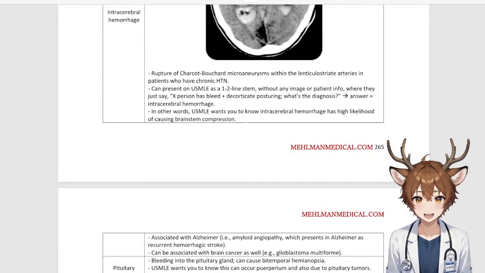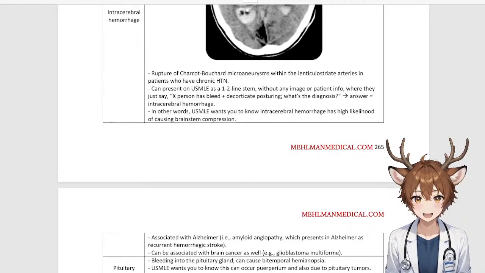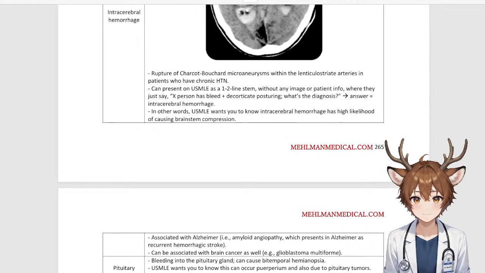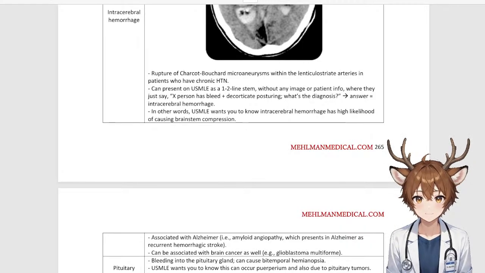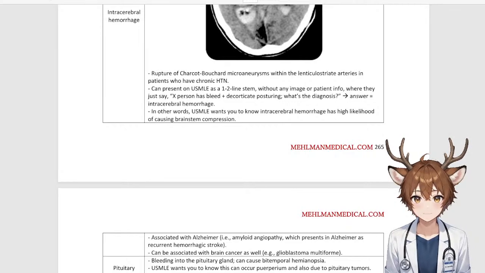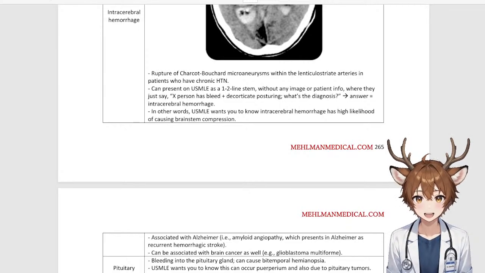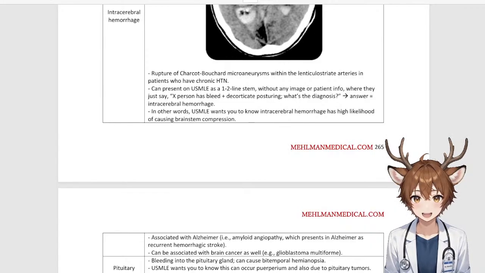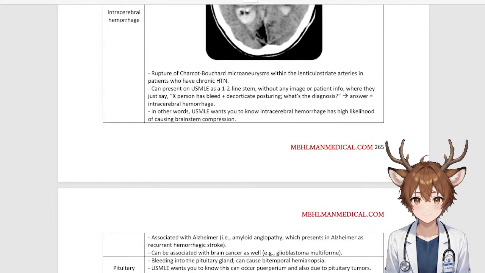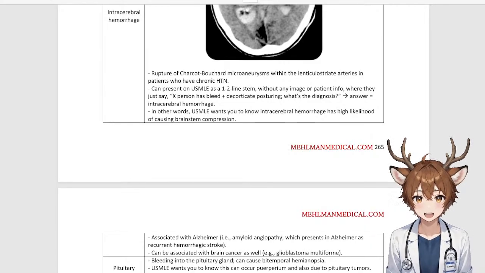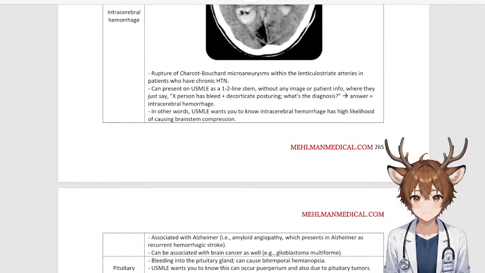So let me look something up quickly. Puerperium is the 6-week postpartum period following childbirth, when the maternal body transitions back to its normal non-pregnant state. Okay, good to know.